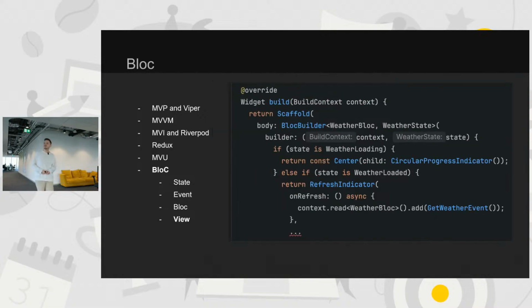And here is the view. We have a special BlocBuilder component, which allows us to simply watch for context and state. And here is a sample of how we can handle these states. Weather loading tells us that something is in progress, and we show a circular progress indicator. While when we have weather loaded, we just update our structure by using this refresh indicator component.